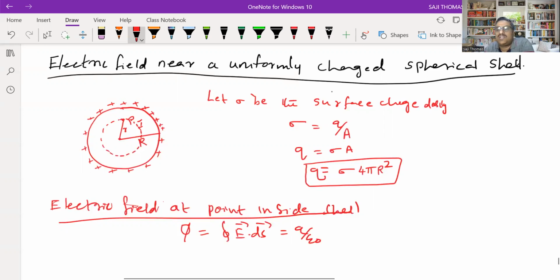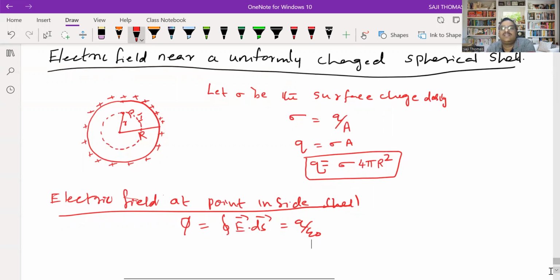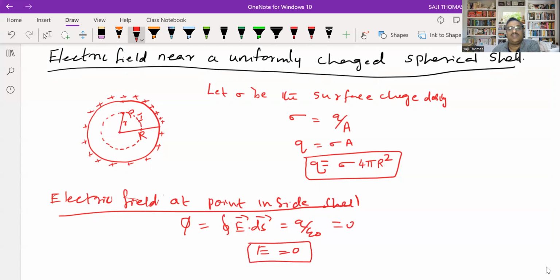But what is the charge enclosed by the inside spherical surface? See, I have drawn a sphere with the dotted line. That is a Gaussian surface, right? What is the charge enclosed by it? No charge is enclosed. So charge enclosed is 0. So electric field inside is 0. Okay. So electric field inside the spherical shell is 0 because no charge inside.